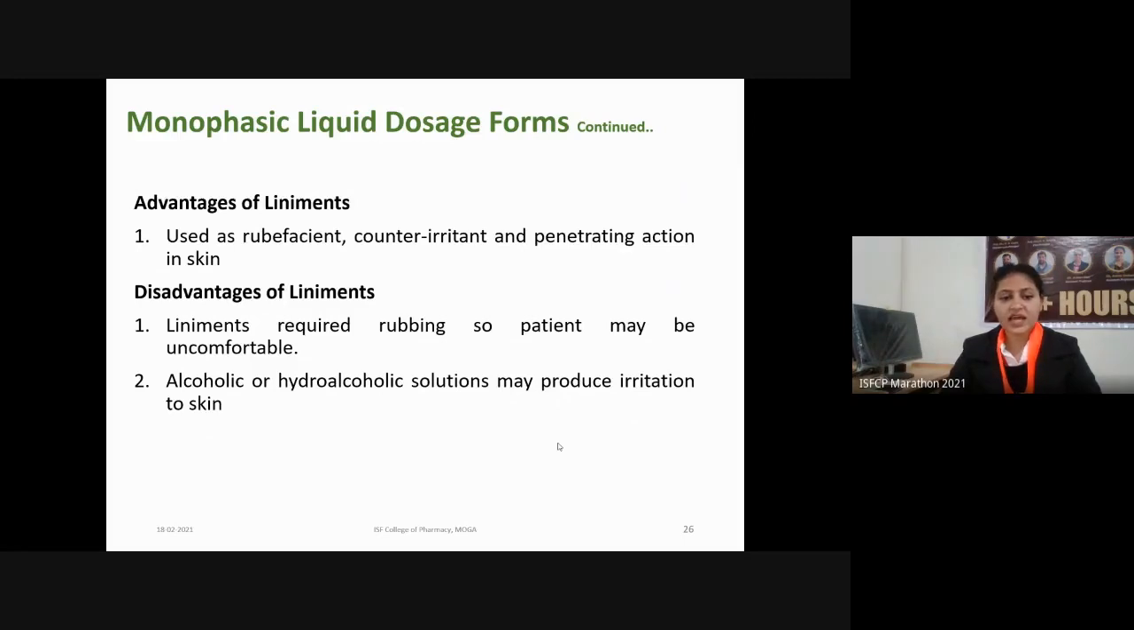And the second is the alcohol or the hydroalcoholic solutions. In the preparations of the liniment, we use alcohol or hydroalcoholic solutions. These alcohols can cause skin irritation. As I already told you, the liniments cannot be used on broken skin. If we use a liniment containing alcohol as a base on broken skin, it can cause irritation to that area. So these are the disadvantages of the liniment.